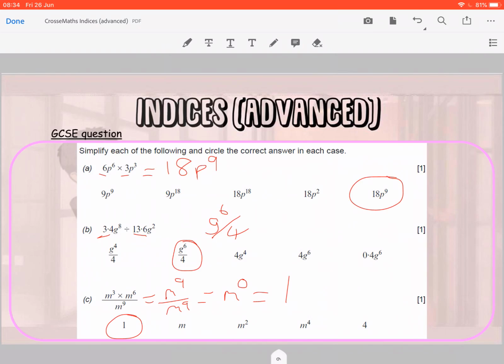Okay, if it does come up in the first half, it may come up in both. On one paper, it might come up in the first half. On the second paper, it might come up towards the end. Okay, so it is quite a big topic, and it can come up a lot. So mark those, make sure they're correct.